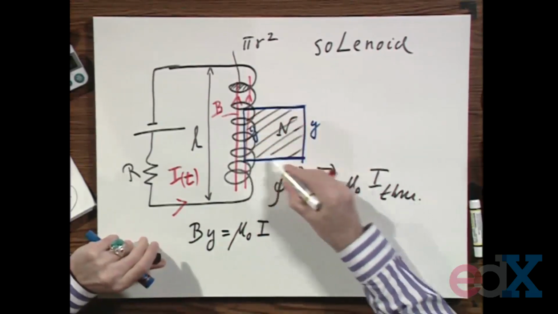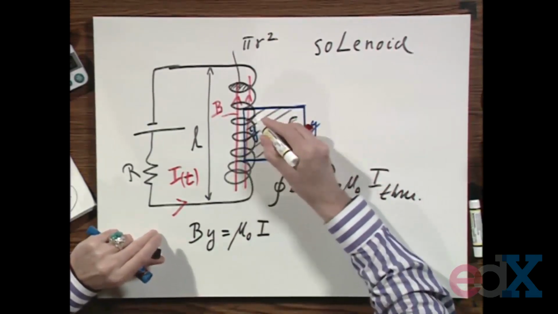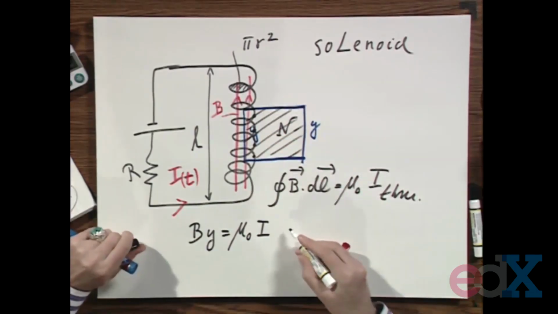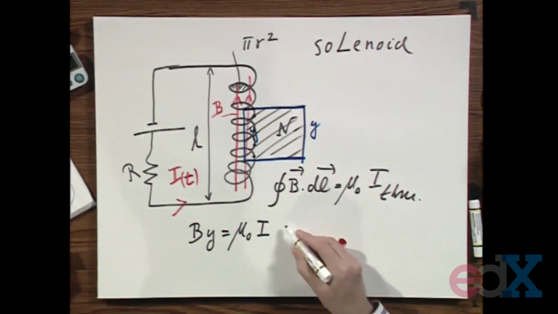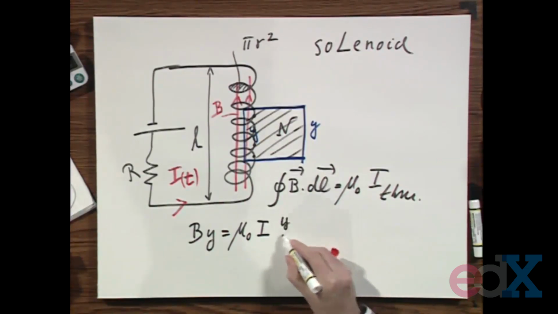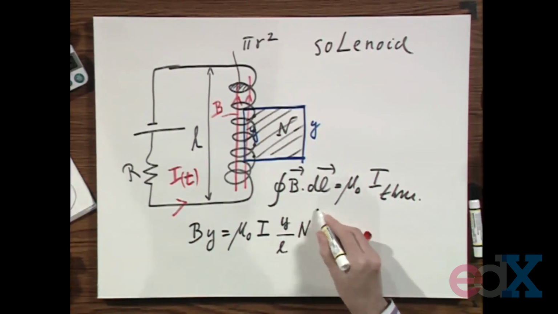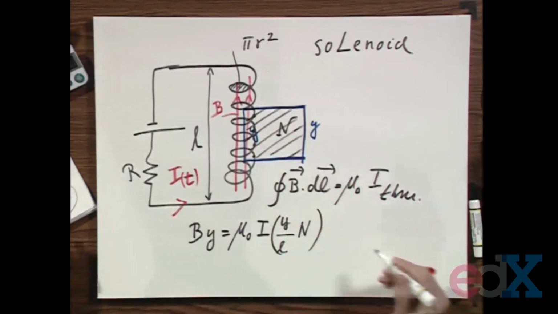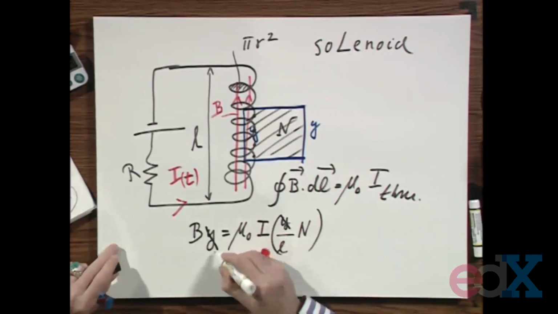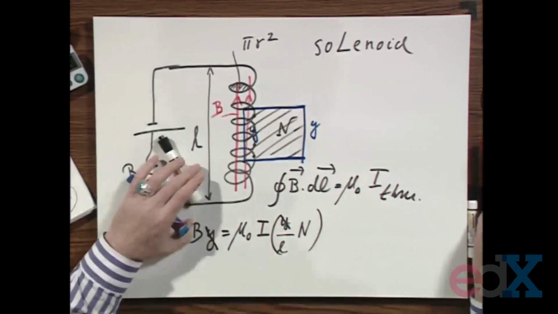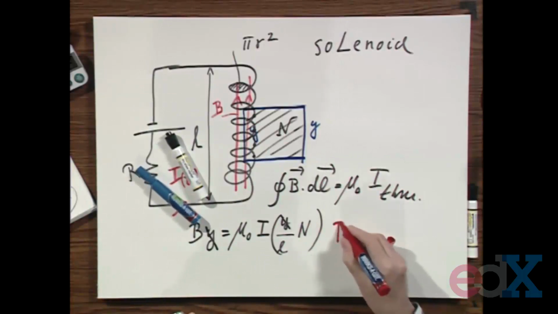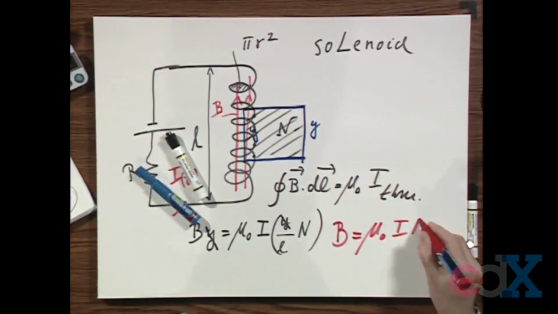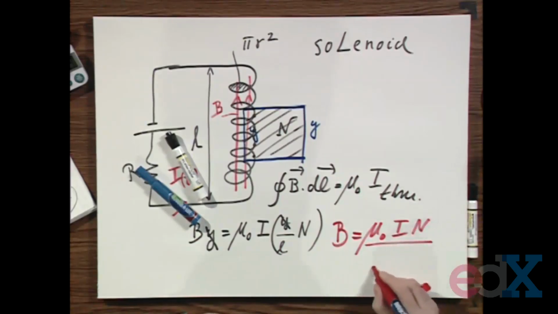But now this is a soap film, flat soap film, and the current penetrates several times through this soap film. How many times does it penetrate through this soap film? y divided by L times N. This is the number of times that it pokes through. I have to take that into account in Ampere's law. I lose my y, and I find a result that you have seen before, that the magnetic field in a solenoid equals mu 0 times I times N divided by L.